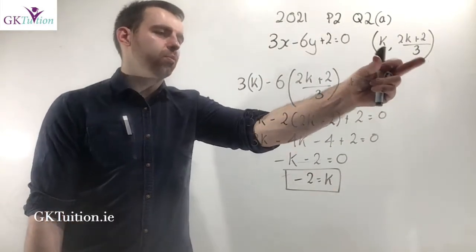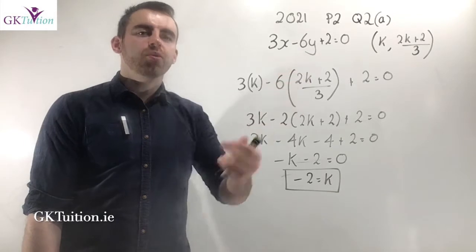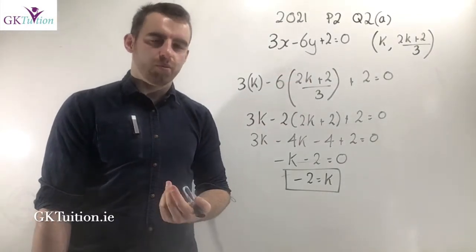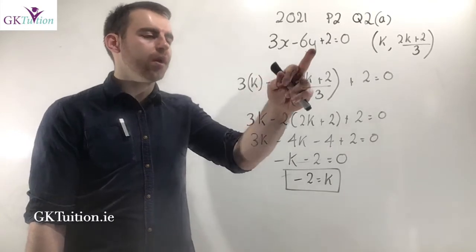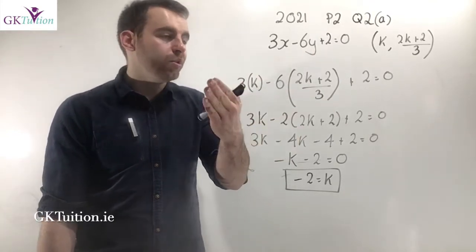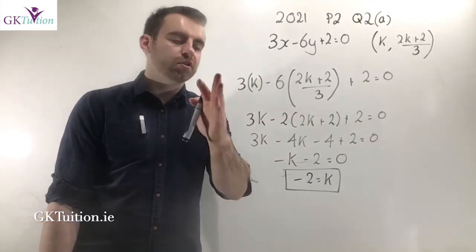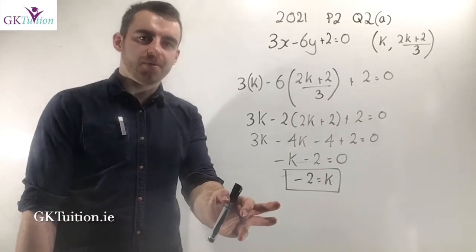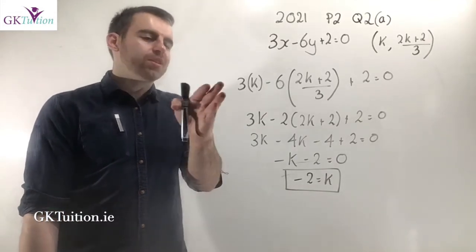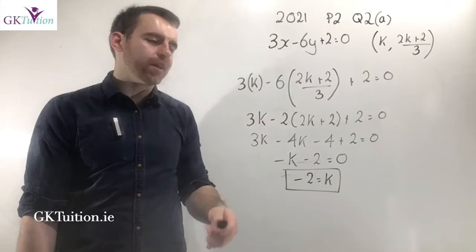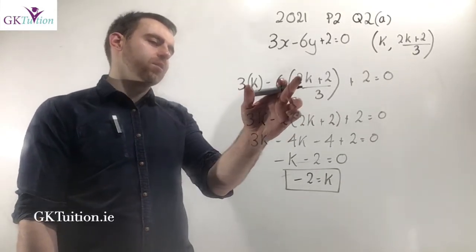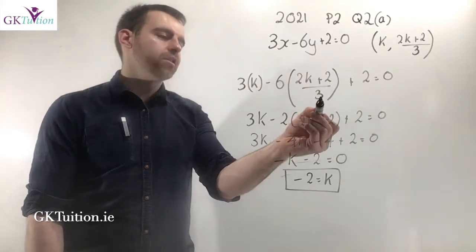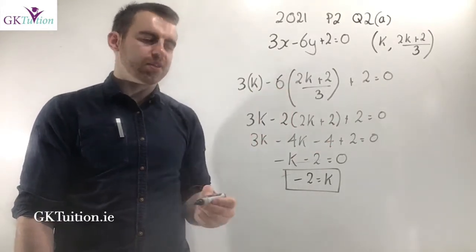Well, if we know that this point lies on the line, we can simply sub in the x and the y coordinate. So instead of an x, we sub in the x coordinate, instead of y, we sub in the y coordinate. And now we just have one equation and one unknown, so we can solve and find a value for k. Now, probably the simplest way to do this is to look at the second term there. It's minus 6 times this fraction. I can simply divide the 3 into the minus 6.